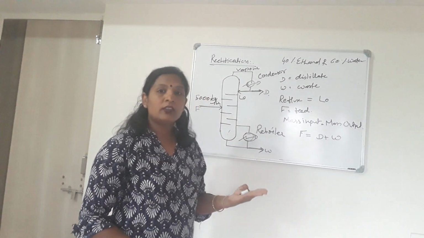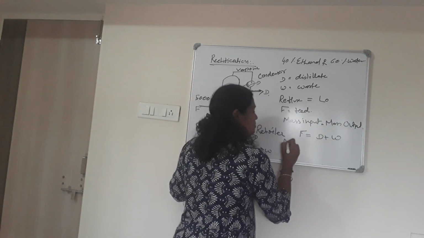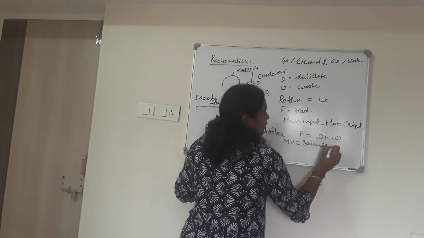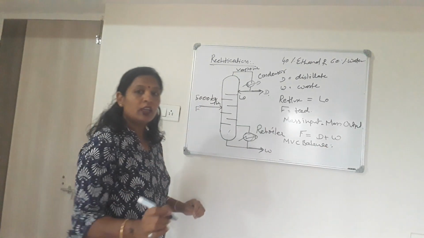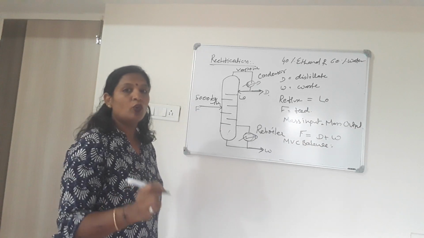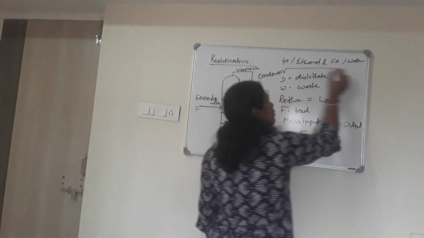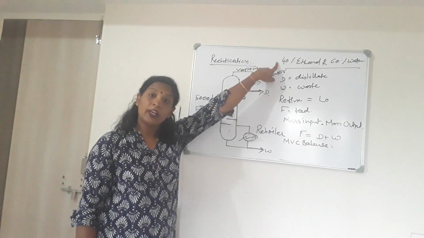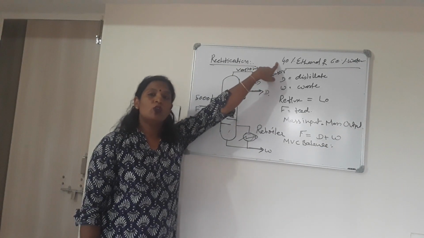Now we can take the MVC balance. Now I think it's very clear to you what MVC is. MVC means the compound which has the low boiling point. In this mixture, which compound is more volatile? Ethanol. Why? Its boiling point is low.